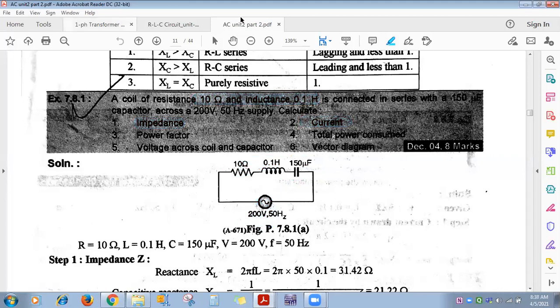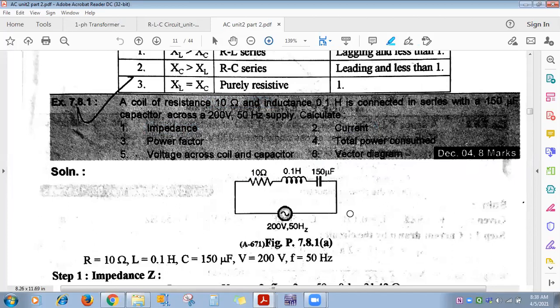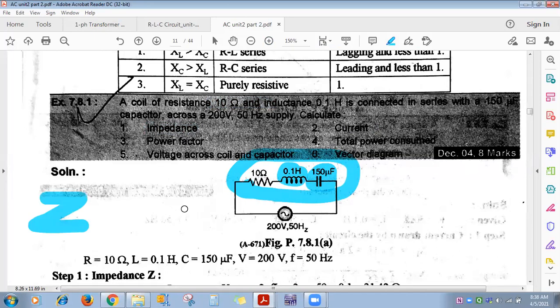First one, simple numerical. If all these values are given to you, inductance is given, so XL you can calculate. Capacitance C is given, so XC you can calculate, isn't it? So once you get XL and XC, can you calculate Z here? Yes, ma'am. Okay, got it.